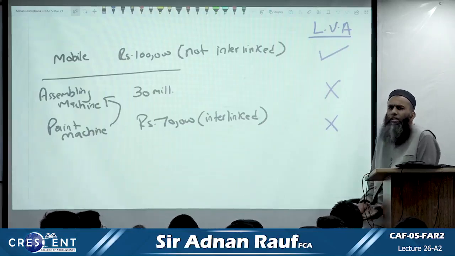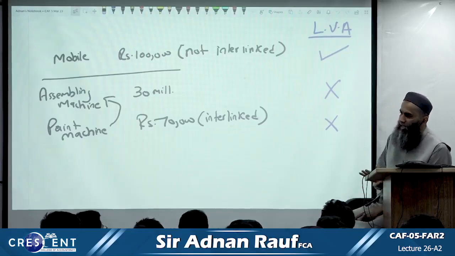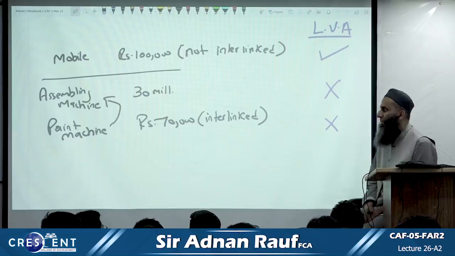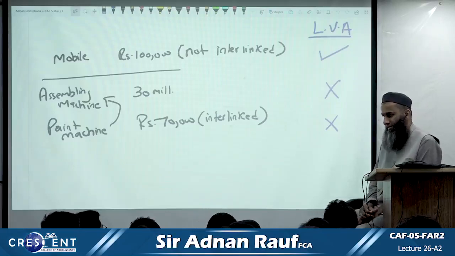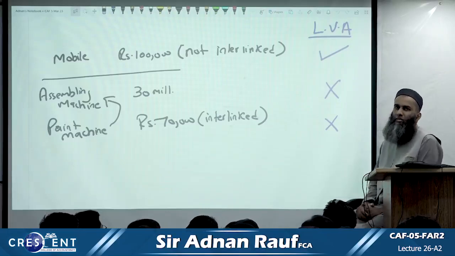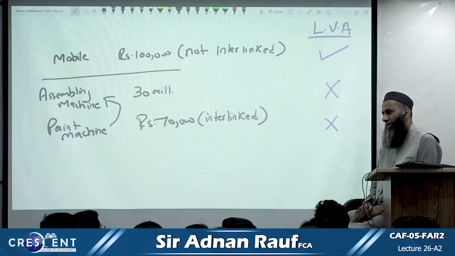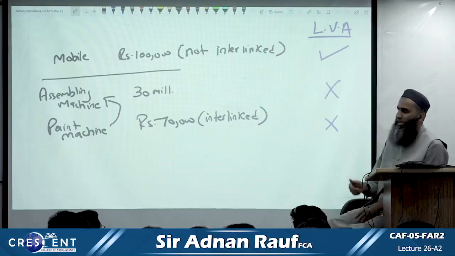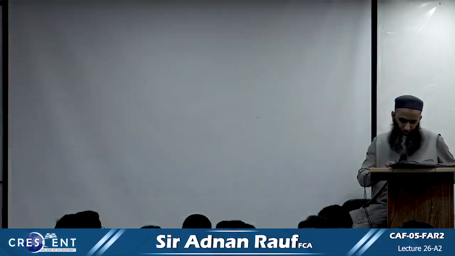So I have given this example. Any example can be there. In the paper, it will not leave it to us to judge whether things are interlinked or not. If they are interlinked, it will tell that they are interlinked. If they are not interlinked, it will tell that they are not interlinked. If things are interlinked, even if they are low value, they cannot be called low value. Even if they are cheap, they cannot be called low value.